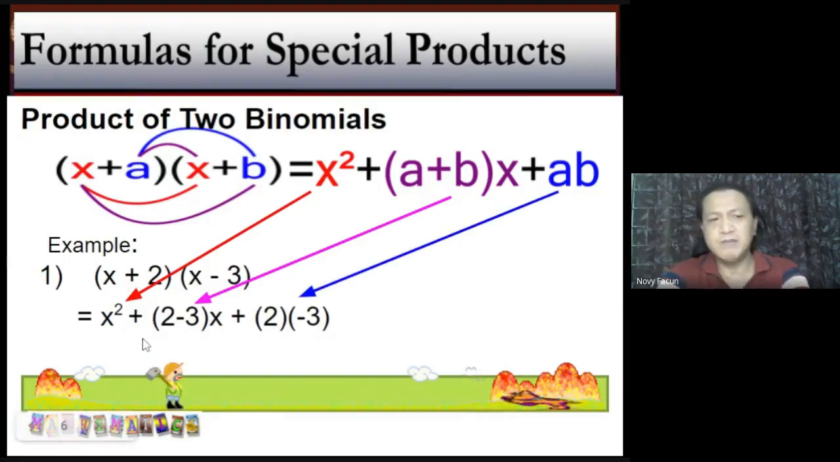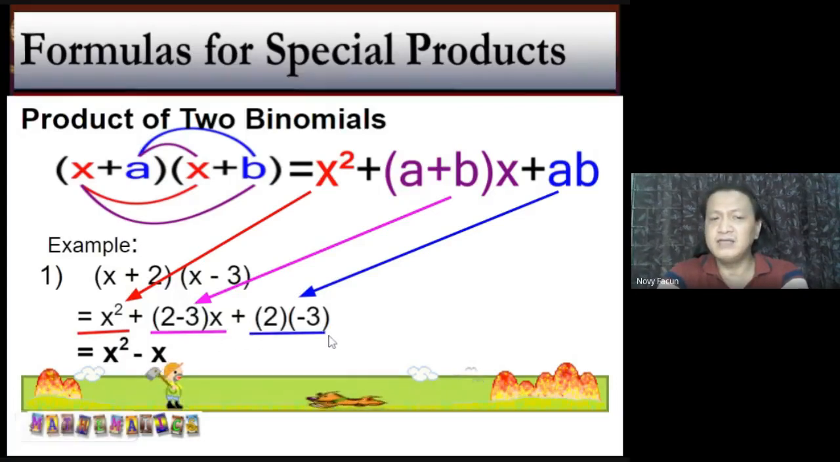And if you're going to simplify this, simply x squared na rin siya, same as this. So ito naman 2 minus 3x. Simply this is negative x kasi mas malaki yung negative mo. And then, the product of 2 and negative 3, that is negative 6. Therefore, our final answer or the product is x squared minus x minus 6.